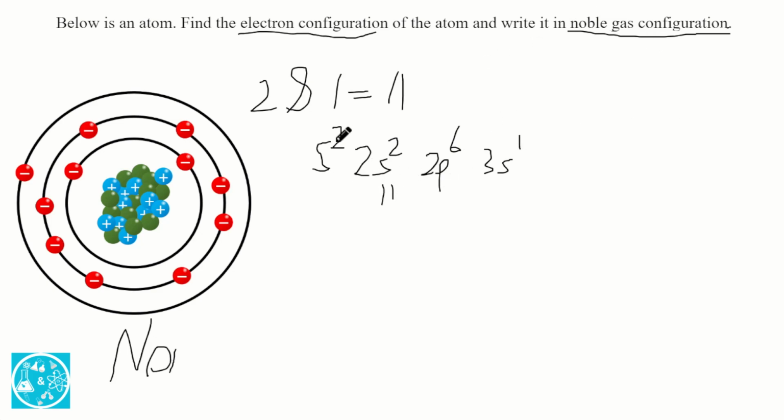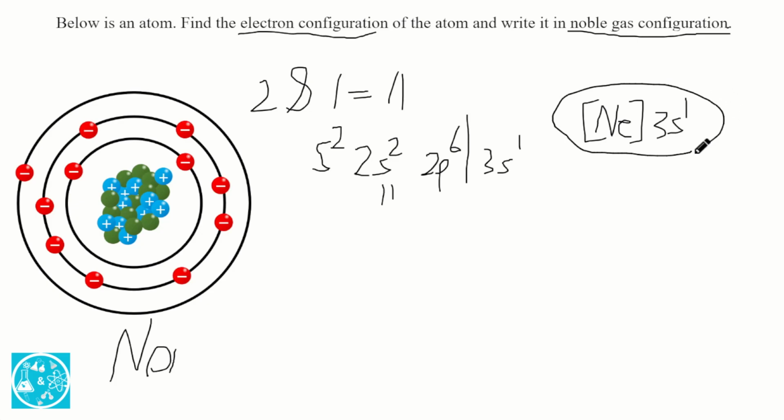So this is it in expanded form, but it says to write it in noble gas configuration. So what we do is we just see the last term because this will add up to 10. And so we know that neon is the 10th element. So what we'll say is that this is neon and then 3s1. And so now we have the answer.